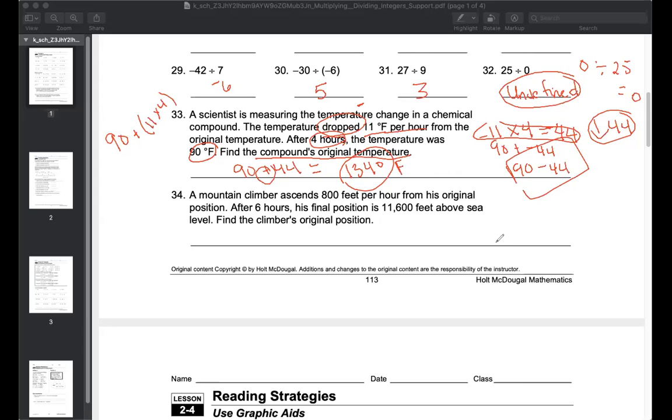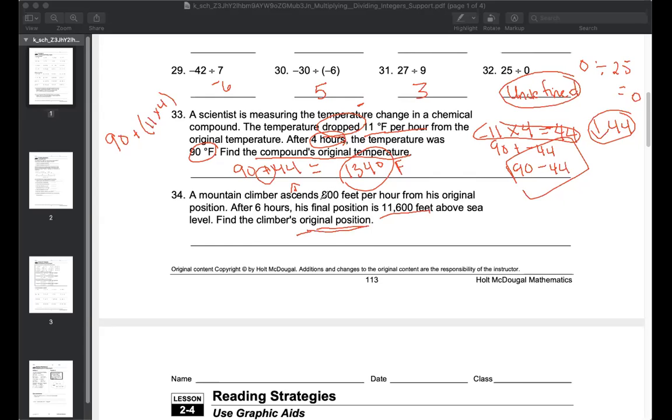All right, let's look at 34. A mountain climber ascends 800 feet. What does it mean to ascend? Is that up or down? Ascend is going up. Okay, good. Ascends 800 feet per hour from his original position. After 6 hours, his final position is 11,600 feet above sea level. Find the climber's original position.